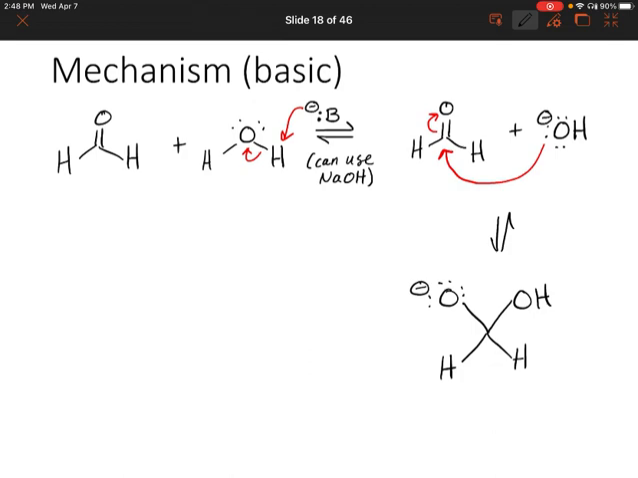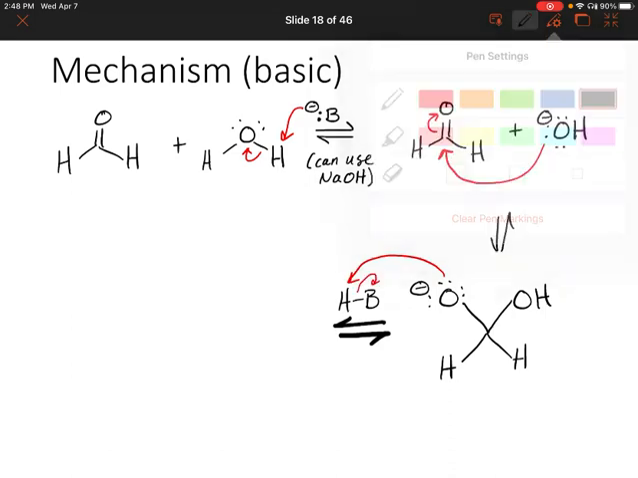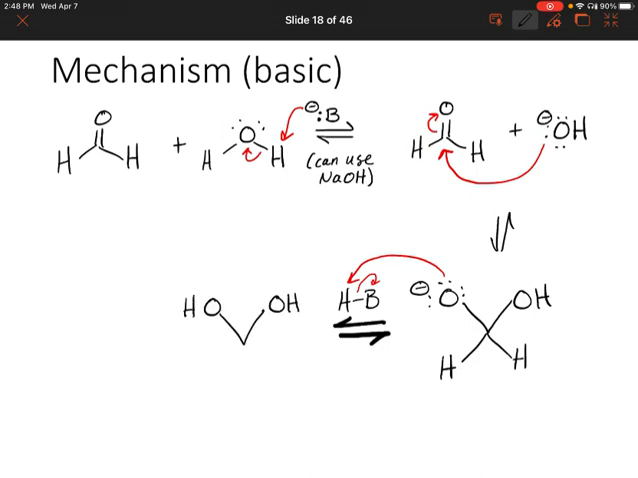All right. So what do you think the last step will be? We've got to protonate that negatively charged oxygen. So we could just use our conjugate acid that we formed earlier with our base. So oxygen will grab that hydrogen and we'll reform our base and our product here. So the base is also catalytic.